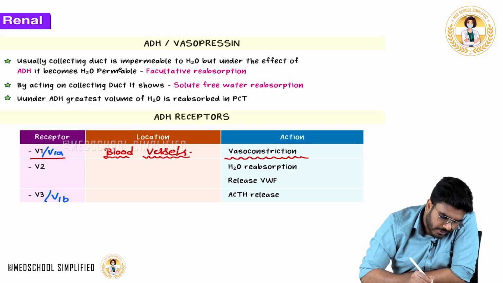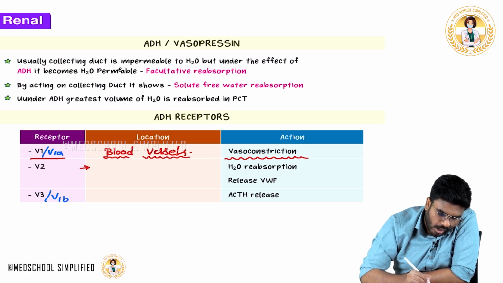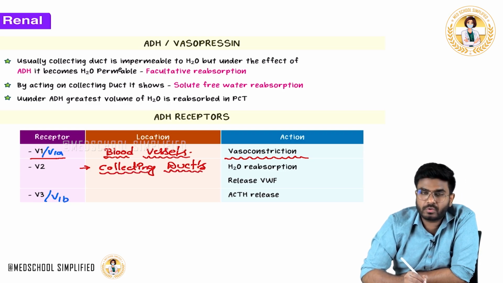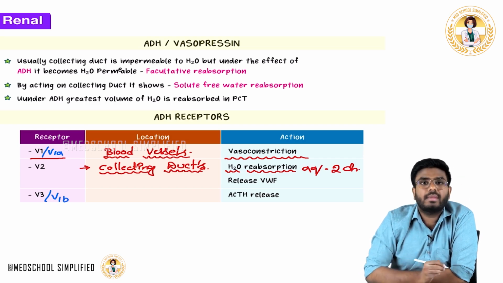Now where are these V2 receptors present? Already we have discussed, they are present on the collecting ducts. Acting on the V2 receptors, the collecting ducts become permeable to water, so more water reabsorption happens. Water reabsorption happens with the help of which channels? Aquaporin 2 channels. Okay, done.